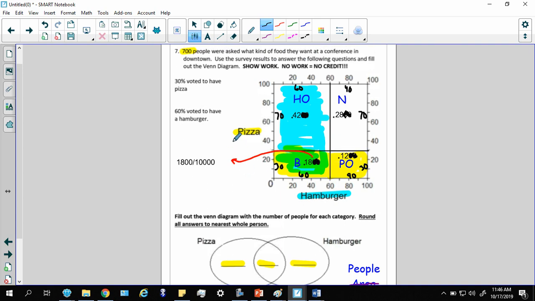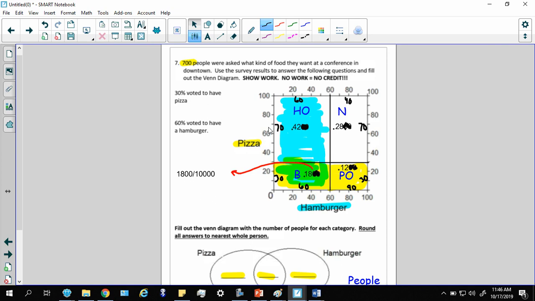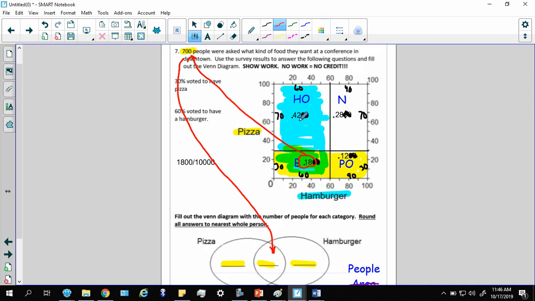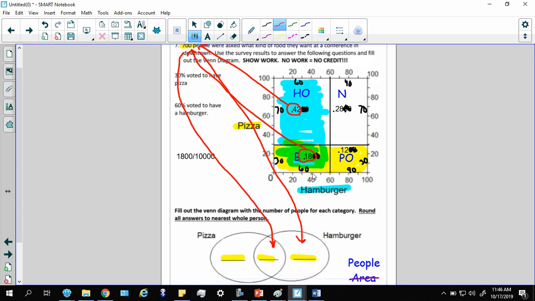Now, remember, all you're going to do now is take each percentage and multiply it by the 700. All right, so that means for the both section, I'm going to take 0.18. I'm going to multiply it by 700, and I'm going to plug that right there. All right, I'm going to do the same thing for hamburger only. Multiply it by 700, and then plug it right there, because that's hamburger only. And I'm going to do the same thing for pizza only as well as neither.